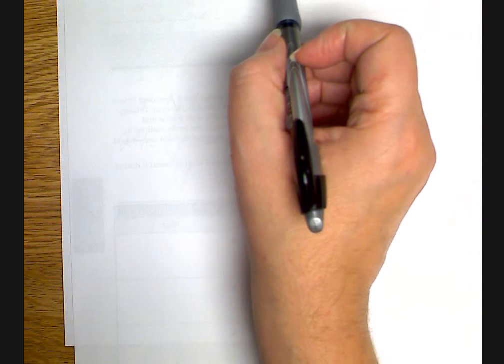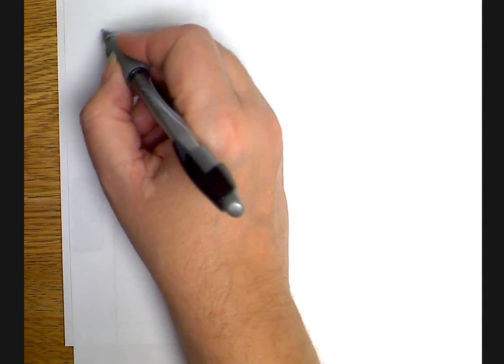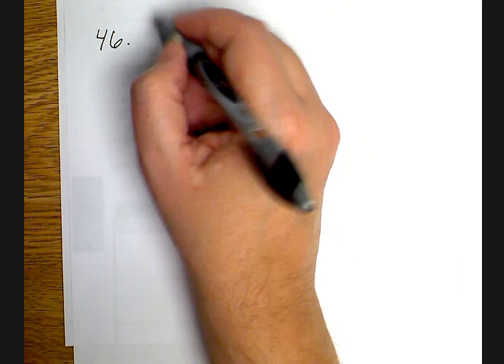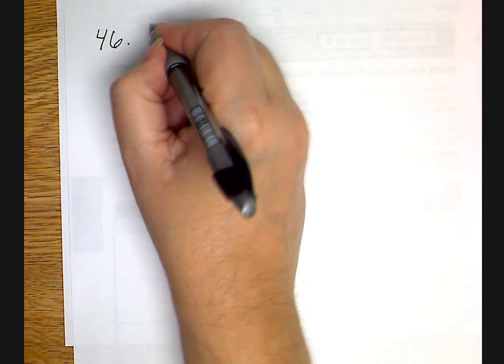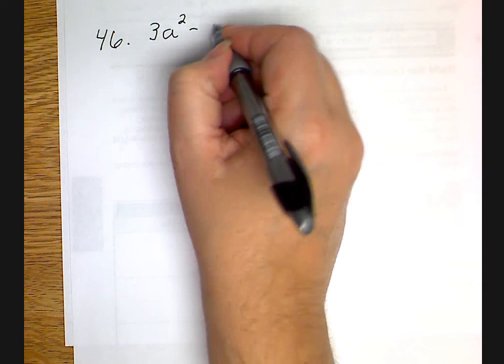Did we do 46? No, I think we stopped at 45. We only did up to 45 together yesterday, right? Correct. All right. So 46 then. Let's go. John, what'd you get? You didn't do it. All right. So we have 3a squared minus a minus 4.